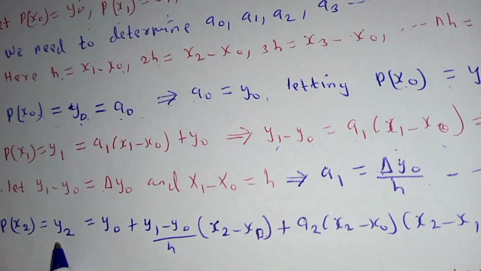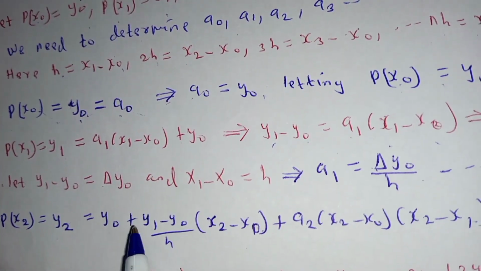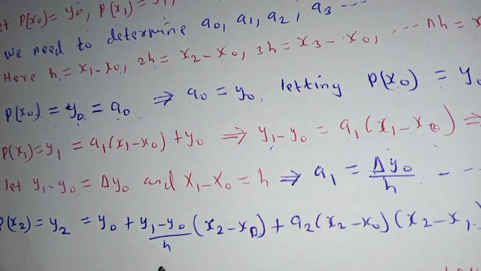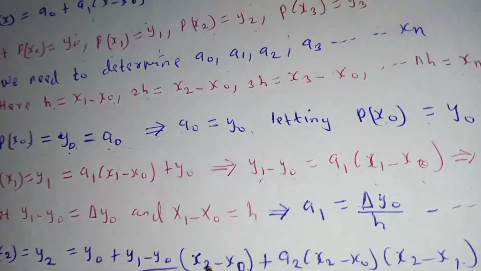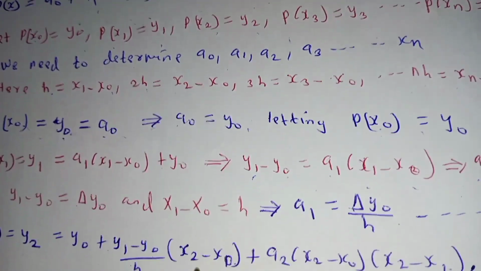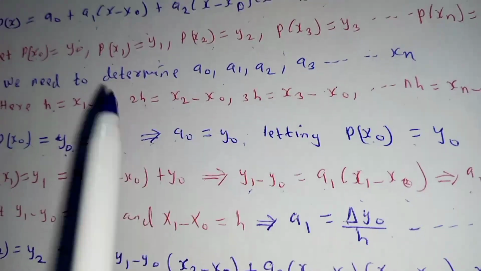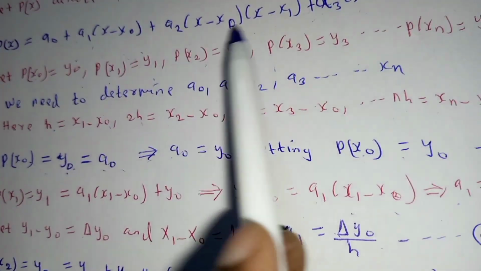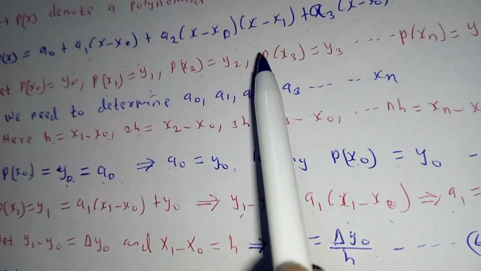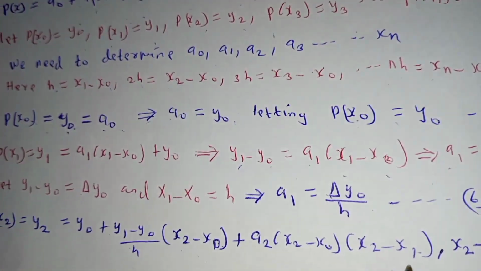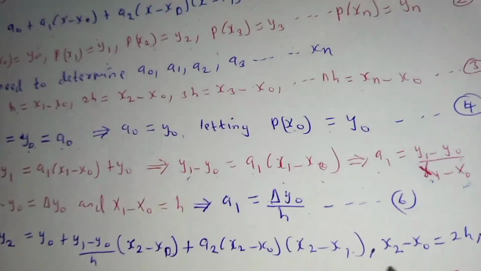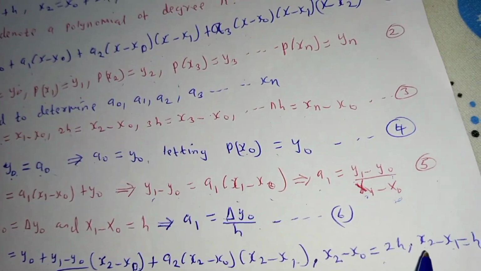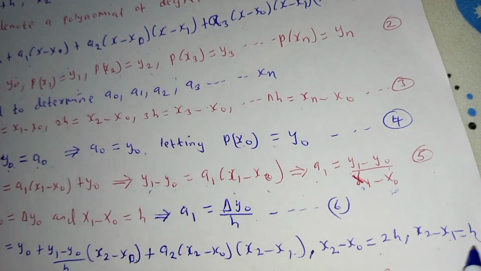So p of x2 is equal to y2, which is equal to y0 plus a1, whose value is (y1 minus y0) over h, multiplied by (x2 minus x0), that is from here, plus a2 times (x2 minus x0) multiplied by (x2 minus x1). So from here, x2 minus x0 is equal to 2h, and x2 minus x1 is equal to h.